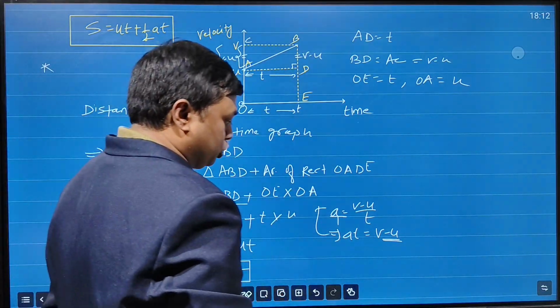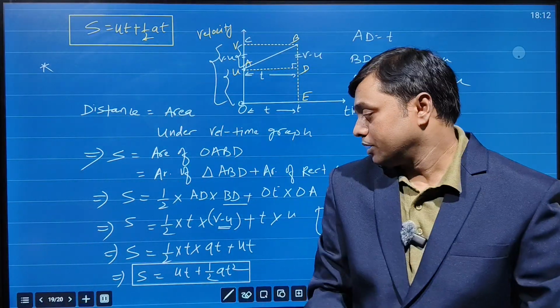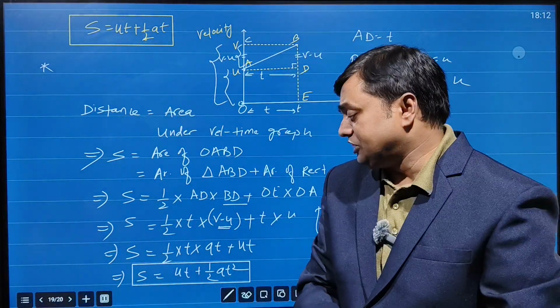This is the second equation of motion, where S is the distance traveled and u is the initial velocity.